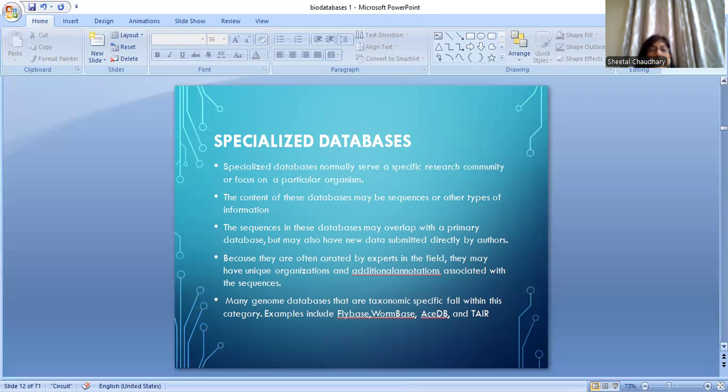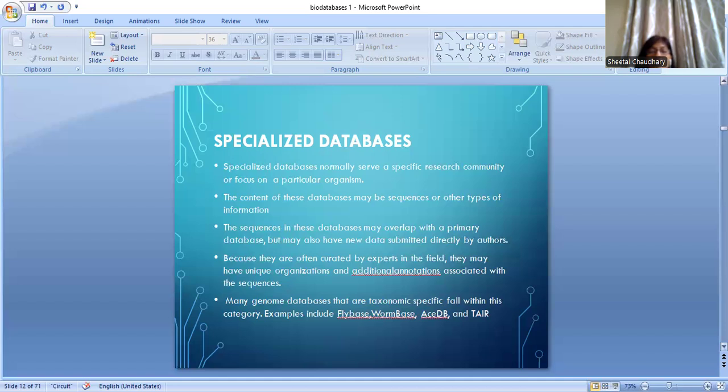The sequences in these databases may overlap with the primary database, but may also have new data submitted directly by authors. So authors can directly submit the data in these specialized databases. Because they are often curated by experts in the field, they may have unique organization and additional annotations associated with the sequences. Many genome databases that are taxonomic specific fall within this category.